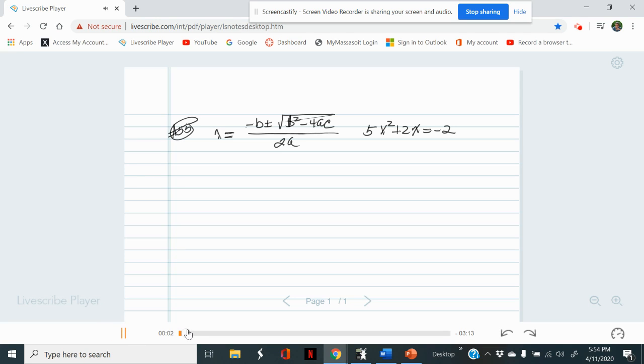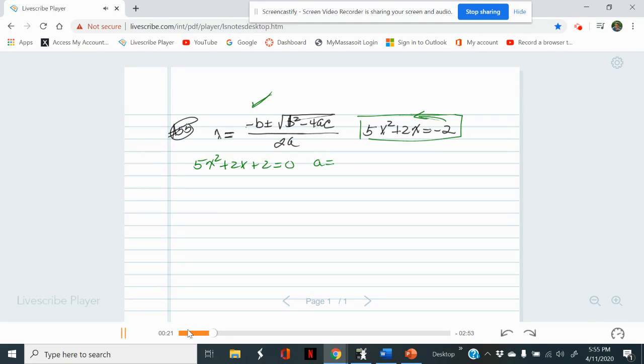All right, so we got number 55 here. I've taken the liberty to write down the quadratic formula. Here's the actual equation. First thing I need to do is to make sure all my terms are on the same side of the equation. So 5x squared plus 2x plus 2 equals 0.